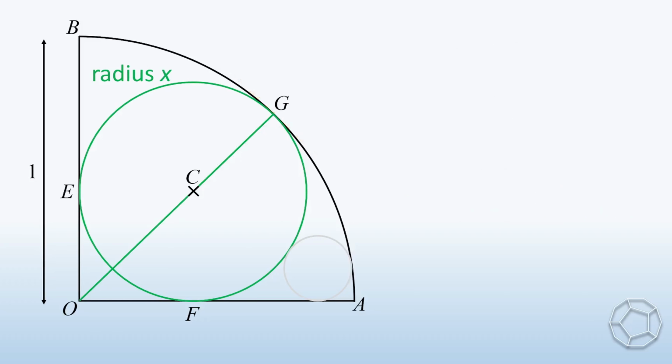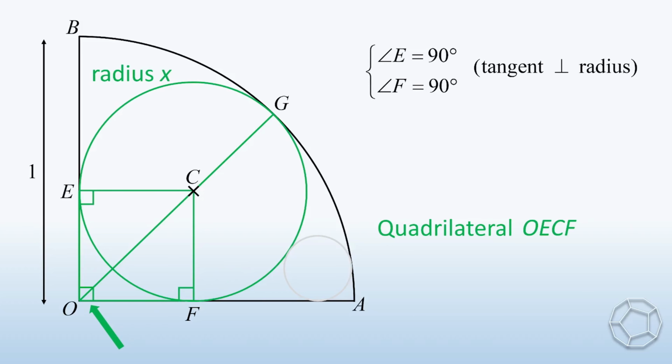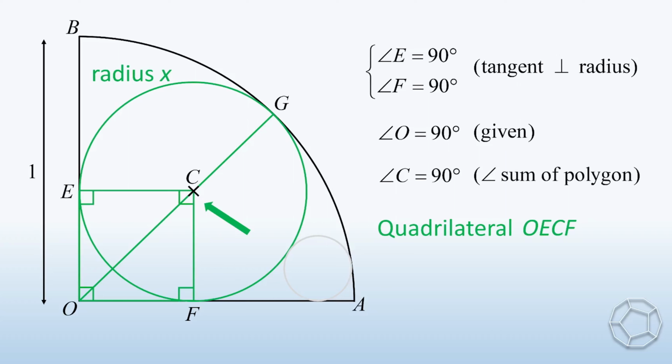Now, construct the radii CE and CF. What's so special about the quadrilateral OECF? First of all, angle E and angle F are both 90 degrees. We are also given that angle O is a right angle. Therefore, angle C is also 90 degrees by angle sum of polygon. With four right angles, we can say that OECF is a rectangle.